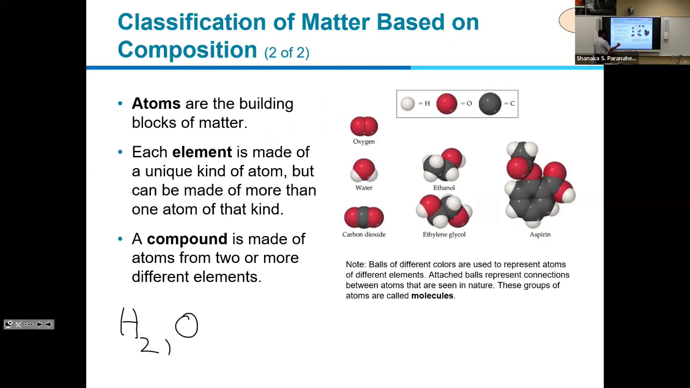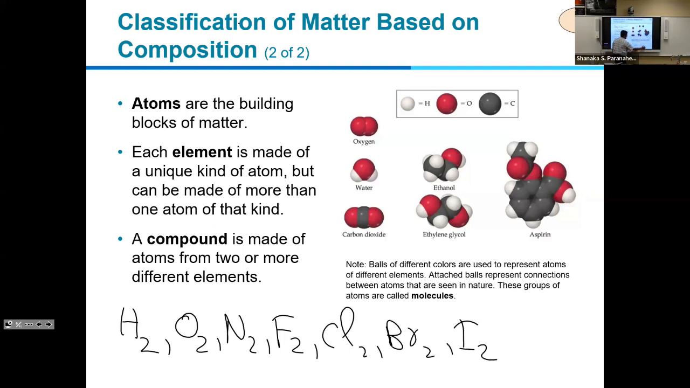So hydrogen, oxygen, nitrogen, chlorine, bromine, and so on. You do not need to remember this at this point. And also you have these 7 in the periodic table in your lecture notebook. They are supposed to be on the top right corner of the periodic table.